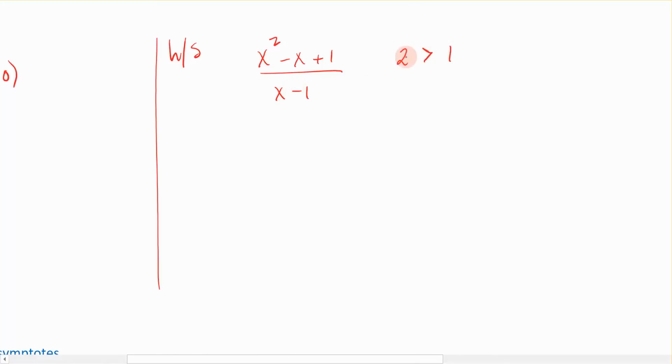Well, when the numerator is greater than the denominator by 1, we have a slant asymptote. So we have to use long division, don't we? So we're going to do x minus 1, divide that into the numerator, x squared minus x plus 1. And we're looking for that linear equation, y equals mx plus b, right? So what do I multiply x by to get x squared? Well, that's just an x.